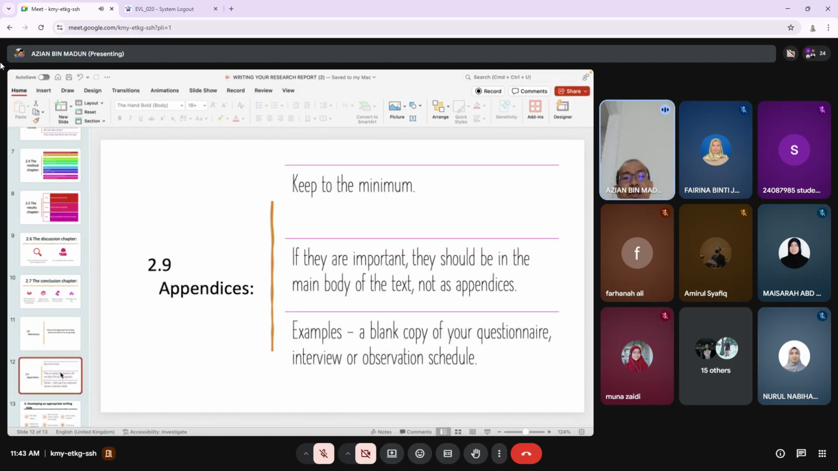Appendix. So appendix, just because it does not count as number of words, you put everything inside. Put minimum lah, but must have. For example, what is the list of respondents? If the respondent allows you to state the name, put it there. Who are your informers? Or if you are doing observations, where did you go?